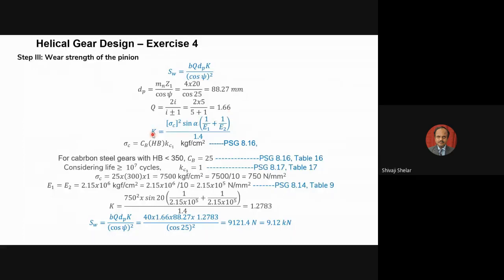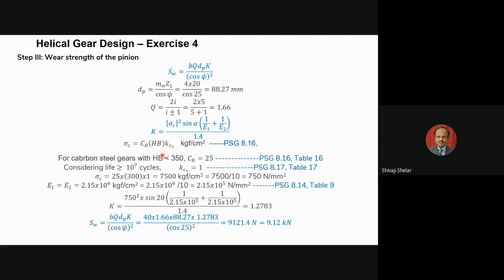Then the load stress factor: sigma c square sin alpha, 1 upon E1 plus 1 upon E2, upon 1.4. This is also available from the data book. We have demonstrated it, so I am not repeating the demonstration of where we have taken this formula from. Now let's go to the calculation of sigma c. Sigma c calculation is CB into HB into K1. This formula is available on page number 8.16, so we are going to check that value.